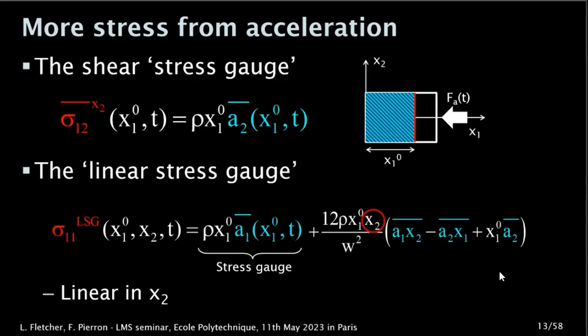Interesting to note that these three measures, sigma 1, 1 LSG, sigma 1, 2 bar, and sigma 1, 1 bar, all derive only from acceleration, and so they totally ignore the constitutive behavior. So you have a stress metric that is totally independent from the constitutive behavior. So that's always valid, regardless of the material you're considering.